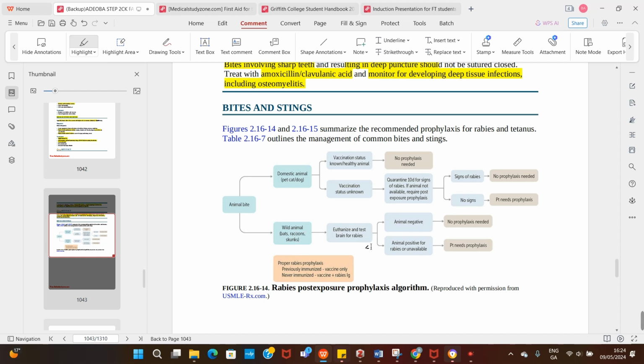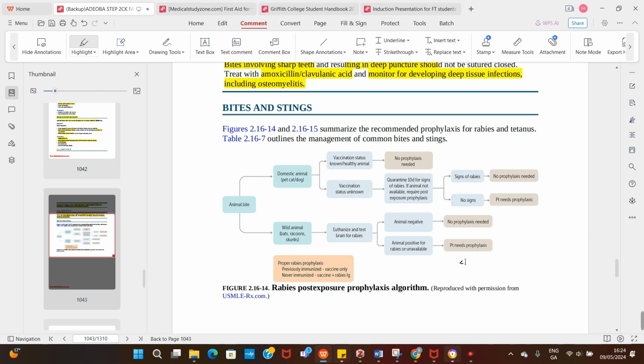So if it's an animal that is available and we can lay our hands on the animal, what we are going to do is euthanize the animal, we kill it, we obtain the brain, and we do histological evaluation of that brain for rabies, right? If the animal is negative for rabies, no prophylaxis. You can say this makes sense, it's correct. But if the animal is positive for rabies or the animal is not available, give the patient prophylaxis. If the animal is not available, always give prophylaxis. If the animal is negative after testing, do not give. If the animal is positive, give prophylaxis.